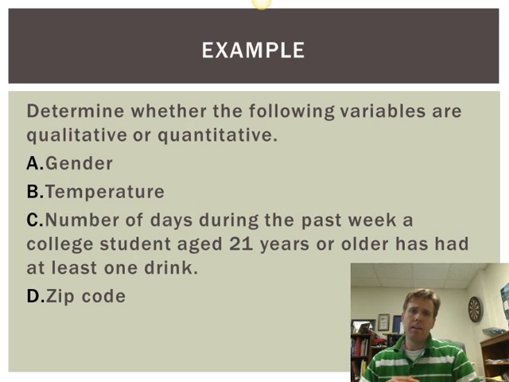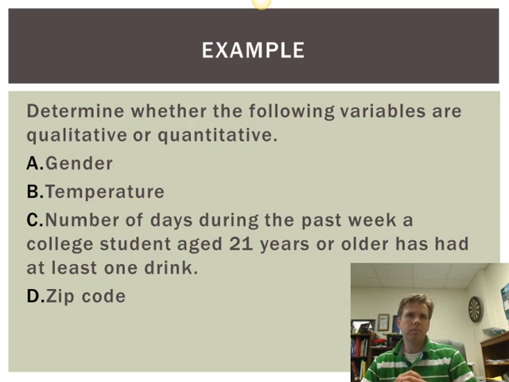And part C, the number of days during the past week a college student age 21 years or older has had at least one drink. Well, it's quantitative, right? It's numeric. Operations such as addition and subtraction do provide meaningful results. Number of days, 32, 35, things like that. Or hopefully not that many, because it's only one week. 3, 4, and so forth. 0.